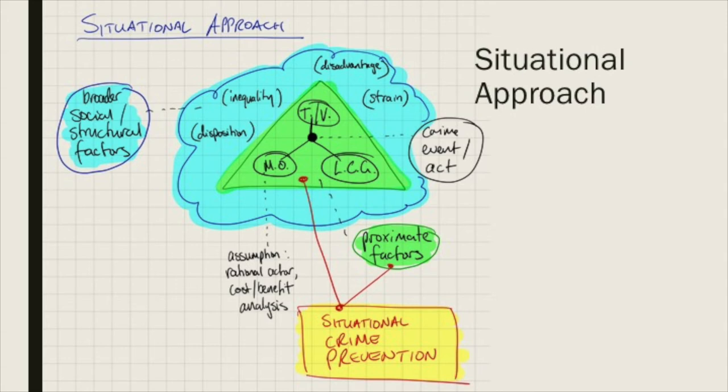Now, situational crime prevention is addressing these proximate factors inside this green triangle. You have the target or the victim, you have lack of capable guardianship, and you have a motivated offender. So that's the logic of situational crime prevention, and it's also premised on the assumption of a rational actor as the motivated offender. Everything inside that green triangle, that space of proximate factors, is where situational crime prevention locates itself. The structural context, the blue cloud, is taken as a given. So we don't try and look at those aspects, we're just looking at the immediate incident itself.